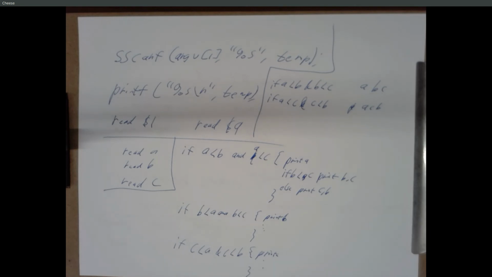Some people did a piece of a bubble sort where they marched through, and if A and B were out of order, they swapped. If B and C were out of order, they swapped. If A and C were out, they swapped. And they looped until everything was in order, and then they printed out. That was cool. So there's a variety of approaches.